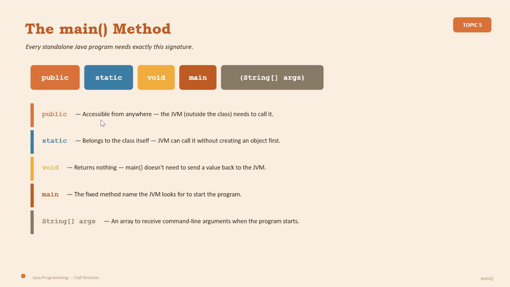So when a Java program starts, the JVM needs to call the main method. Since the JVM is outside our class, the method must be accessible to it. That is why we use public. The simple meaning is anyone who needs to access this method is allowed to do so. So that is public. And the next one is static.